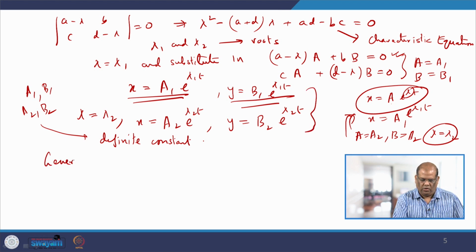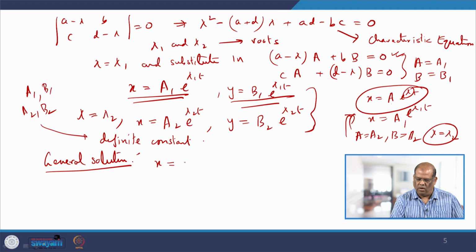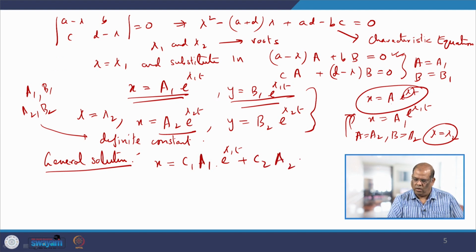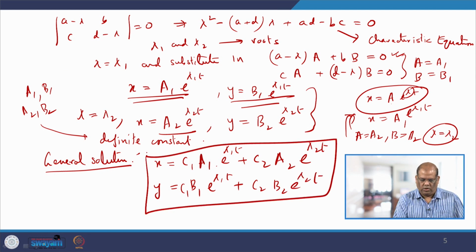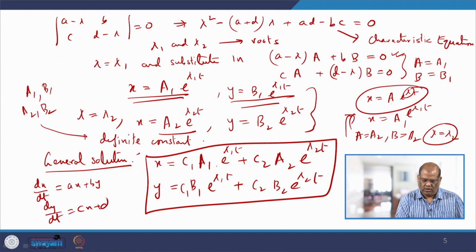So, your general solution will be of the form x equal to some c1 a1 e to the power lambda 1 t plus c2 a2 e to the power lambda 2 t, and similarly y equal to c1 b1 e to the power lambda 1 t plus c2 b2 e to the power lambda 2 t. So, this is now the general solution of the differential equation dx/dt equal to ax plus by and dy/dt equal to cx plus dy.